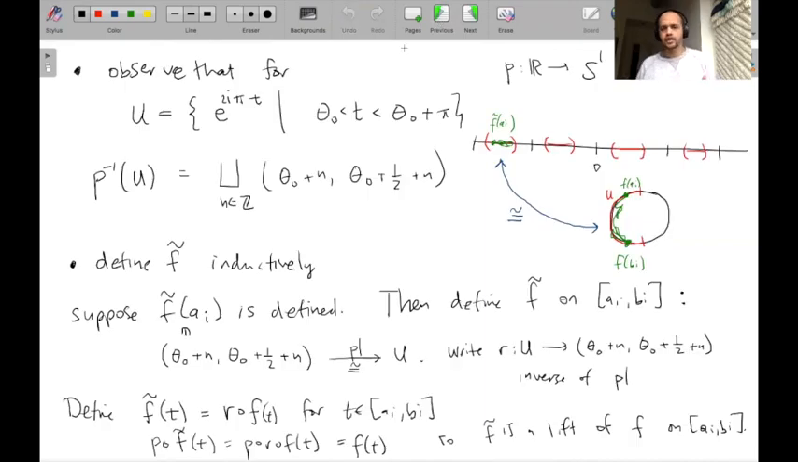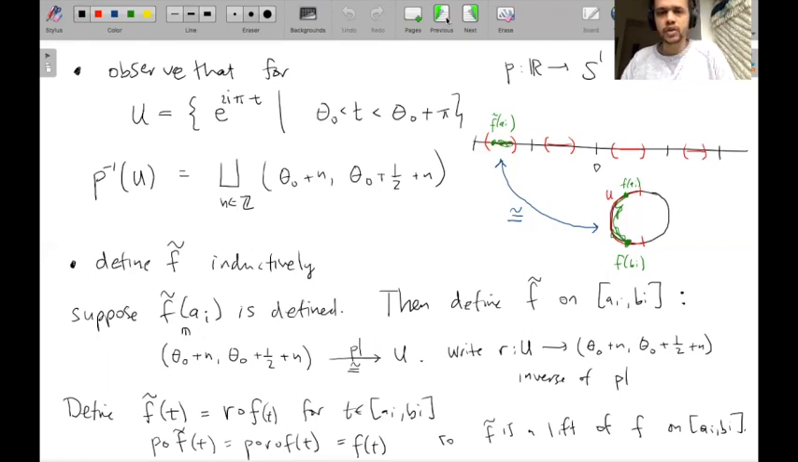Okay, so this is the construction of the path. So you just do it inductively, and you use this property of the map p. Well, maybe I won't say the whole thing again.